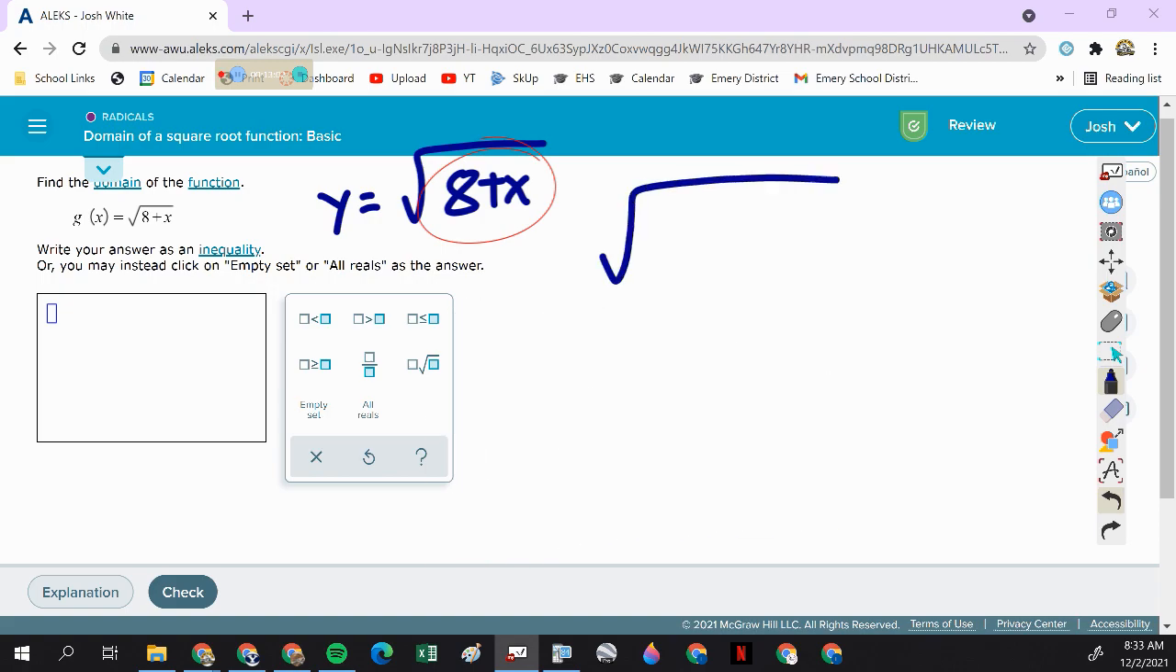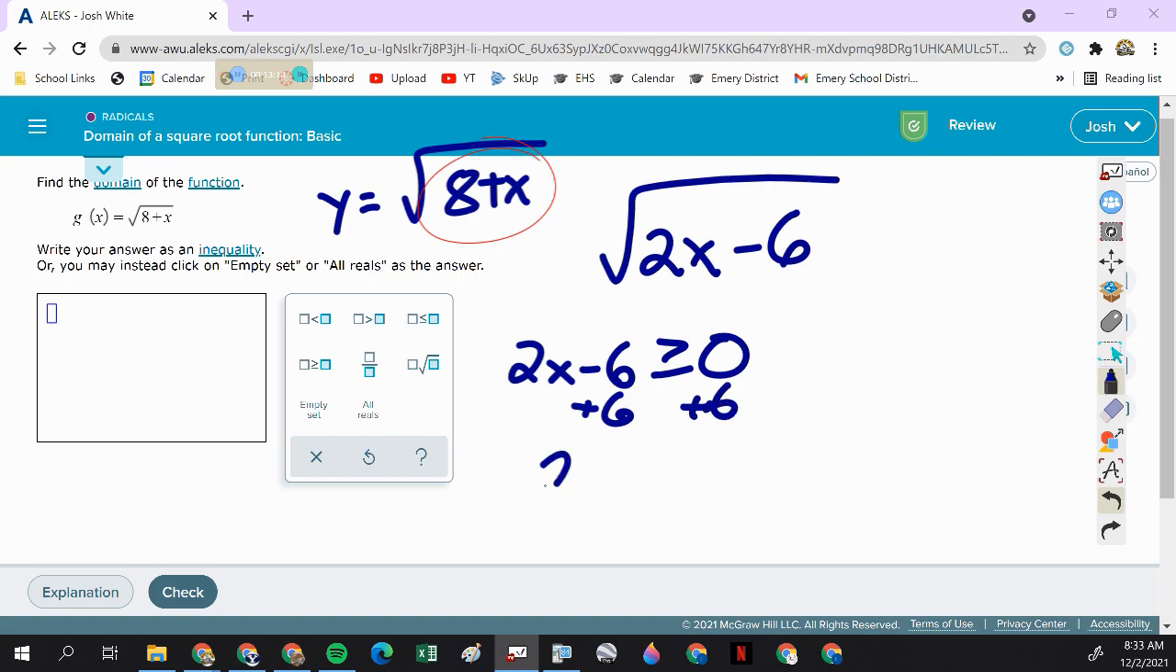What if I had the square root of 2x minus 6? Well, 2x minus 6 has to be greater than or equal to 0. So we add 6. 2x is greater than or equal to 6. Divide by 2. x must be greater than or equal to 3.